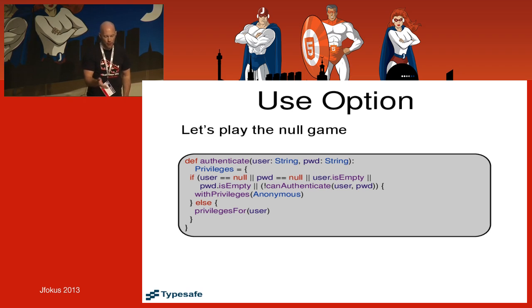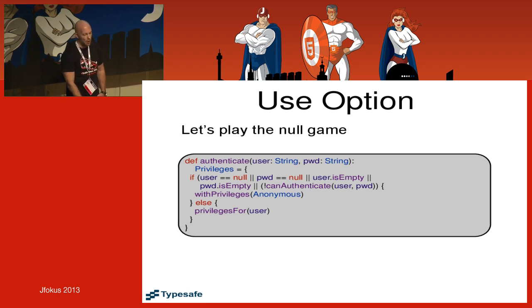As Java developers, you're aware of this null game. You have to check everything, like if user equals null, password equals null, if user's empty, password's empty, and not can authenticate in this example. Then we return anonymous privileges. Otherwise, we call privileges for a user. And this is typically what you always have to do when you do development in Java. Don't do this in Scala.